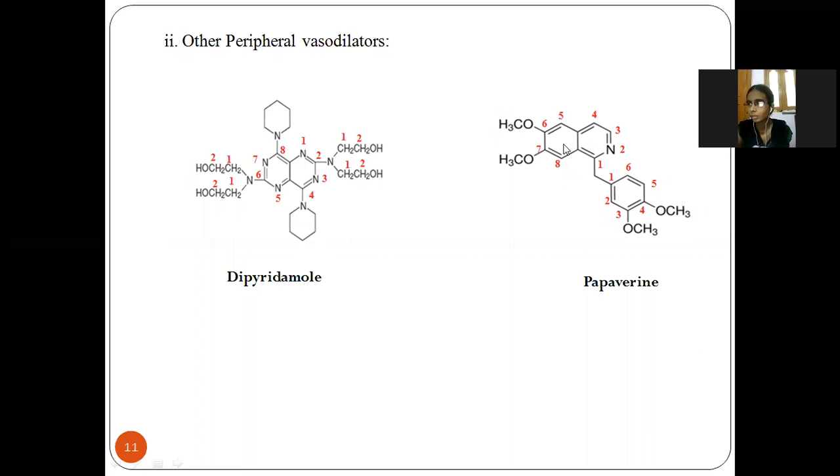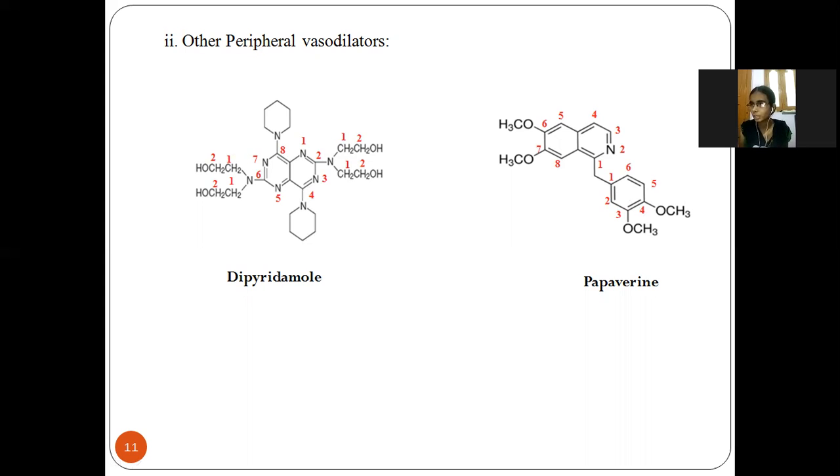So if you see the structure of the papaverine, so this is the structure of the isoquinoline. So if you see here structure of the isoquinoline, that this is one of the benzene and this is the structure of the quinoline. So benzene and the quinoline structures are attached. So here in the first position of the isoquinoline, here the 4,5 dimethoxy is attached.